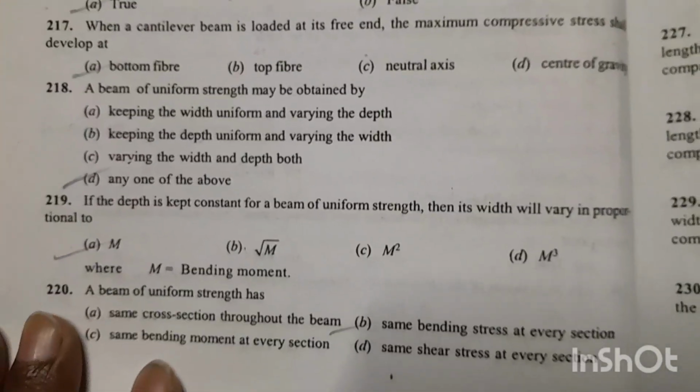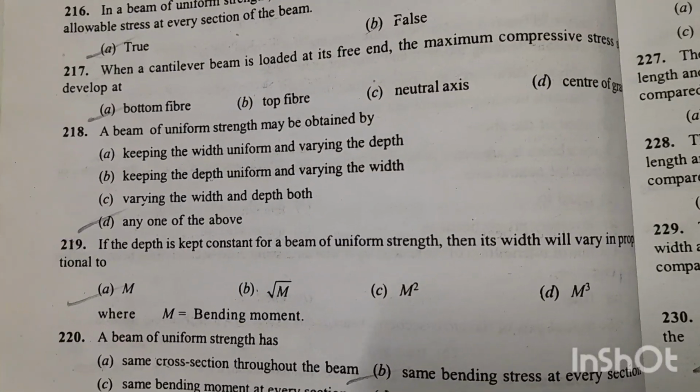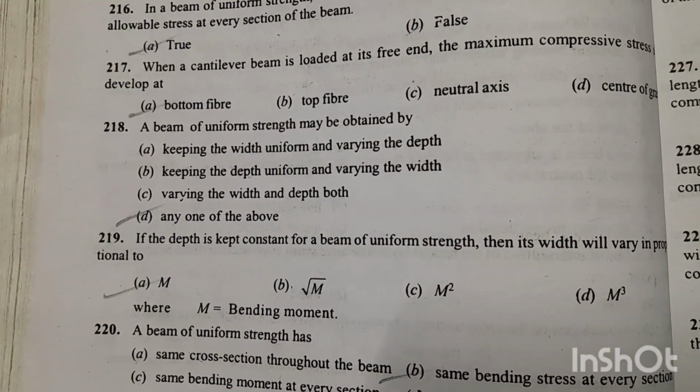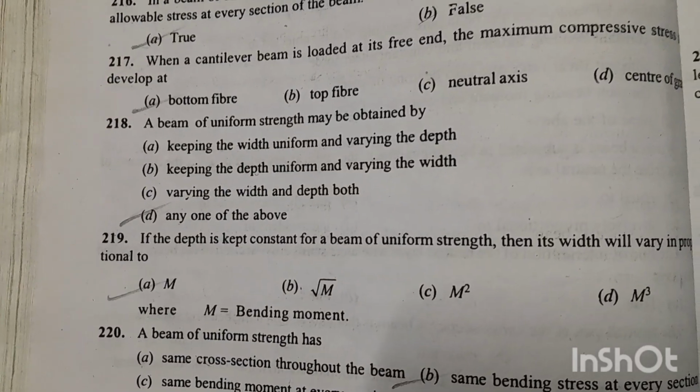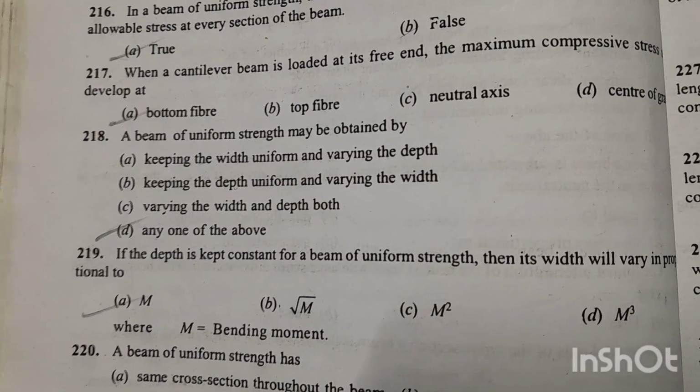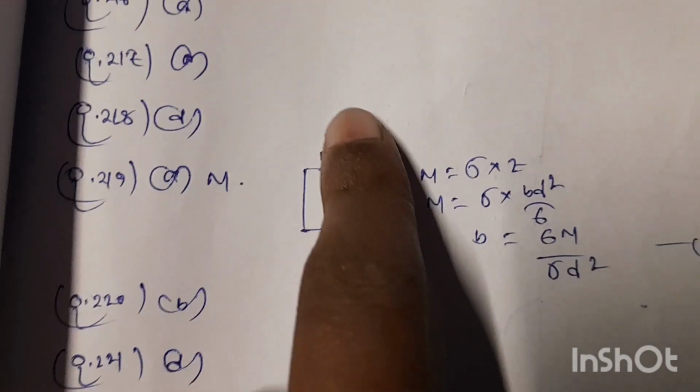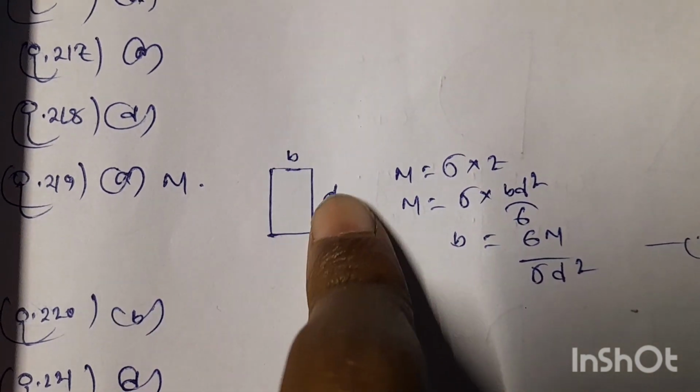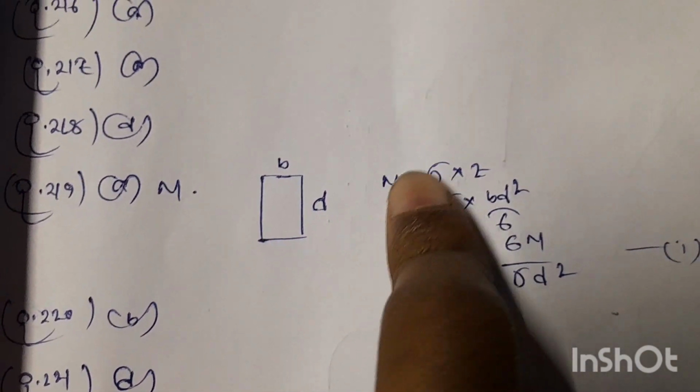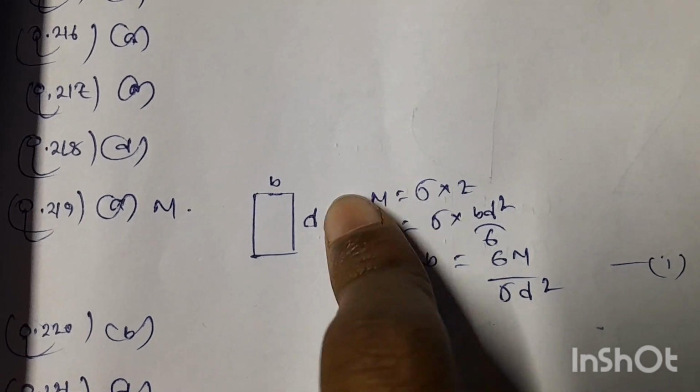Next question 219. If the depth is kept constant for a beam of uniform strength, then its width will vary in proportional to, suppose this is the cross section of a beam, breadth B and depth D. So we know bending moment M will be equal to sigma into Z.